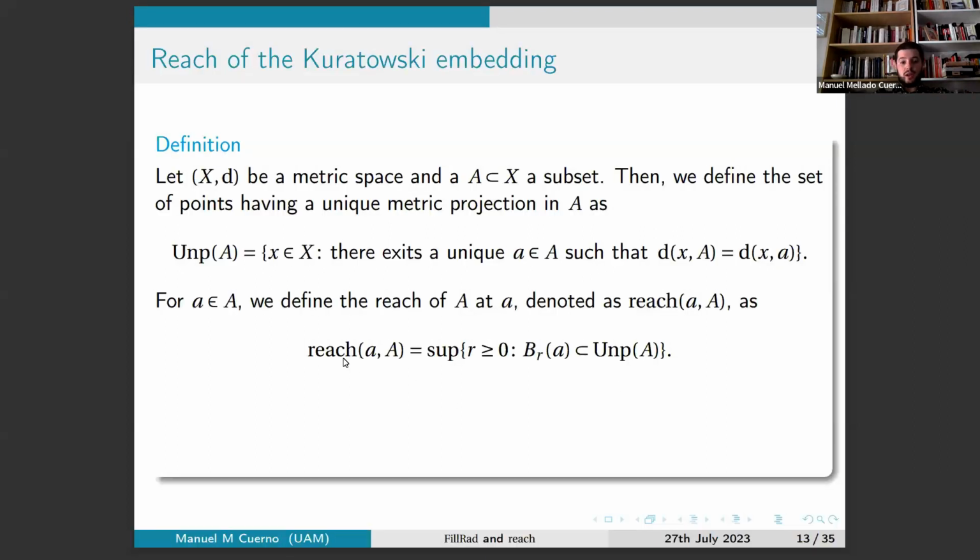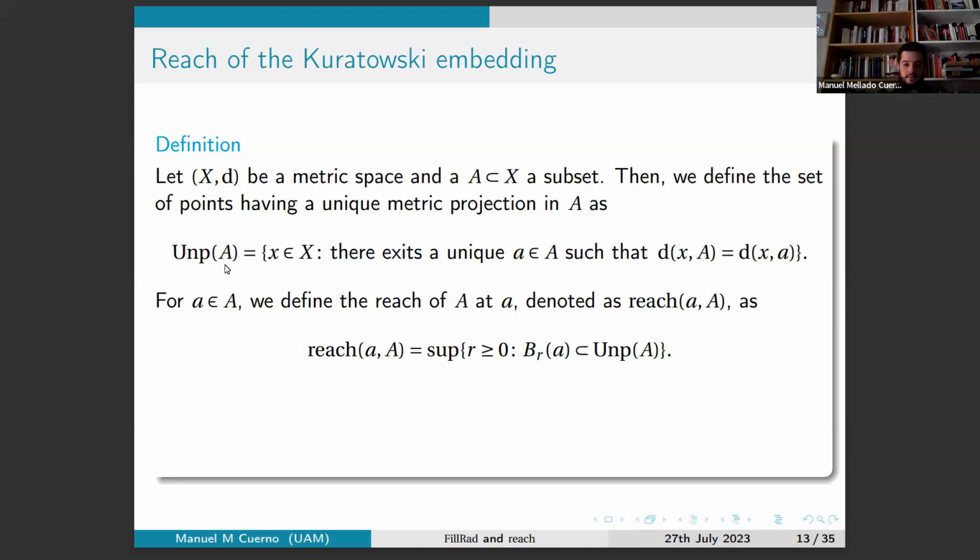Then we can locally define the reach as the supremum of R greater than 0, so that if we construct balls with center A and radius R, these balls are completely inside the unique points of A. A funny fact is that the unique points of A also contain the subset A, because if X is a point in A, then the distance of X to A is realized when the point is X and X is in A. So these points have a unique projection.